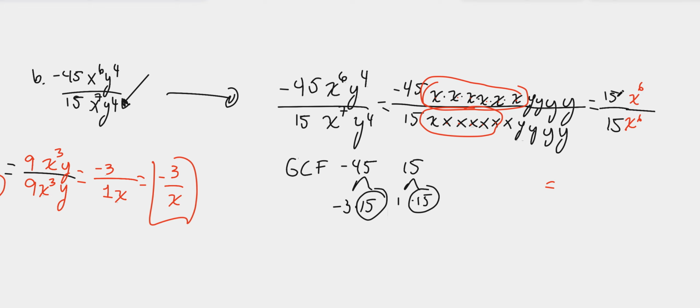Oh, I forgot to say. Well, if I factor out a positive 15, negative 45 divided by 15 is negative 3. And 1 times 15 is 15, so I can write down a positive 1 here.